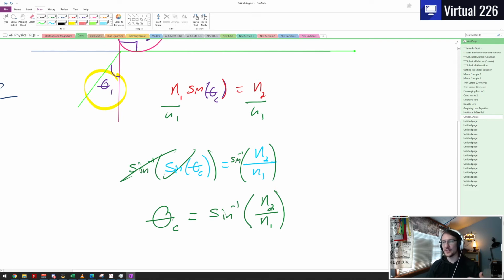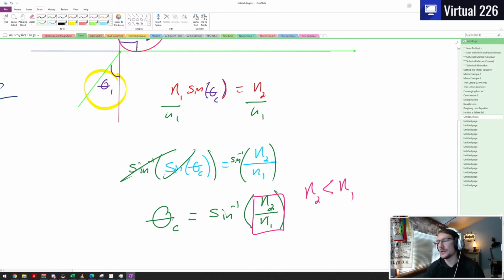This will give us some value here for an angle, okay? We also know that this will work in this case because n2 for us, the air, has an index value less than that of n1. That makes this fraction right here some number less than 1.